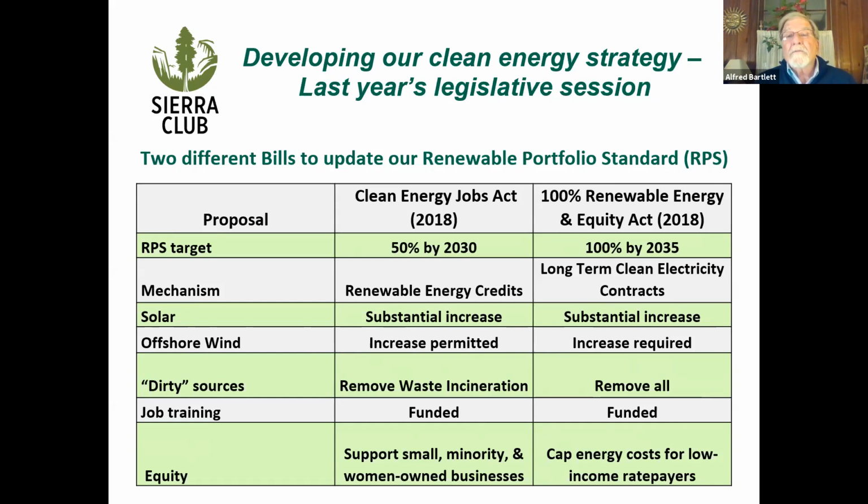The 100% bill said we're going to just stop all that and move to long-term clean energy contracts, maybe a little abrupt perhaps, but that was the proposal. Both bills proposed a substantial increase in solar. In terms of offshore wind, the CEJA allowed for an increase in offshore wind, but didn't require it.